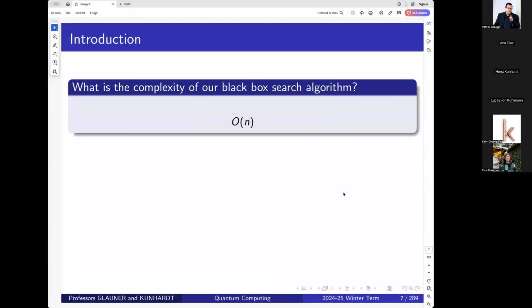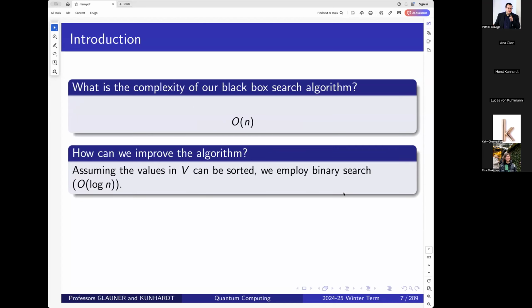Now, in a classic introduction to algorithms and data structures, you learn how to speed up, for example, an integer search. And what you learn is the binary search. The binary search would solve this problem in O of log n if the values in your data set can be sorted. If you can sort them, with binary search it needs O of log n to solve the search problem, but it's not a black box search problem anymore, because you can bring order into it.